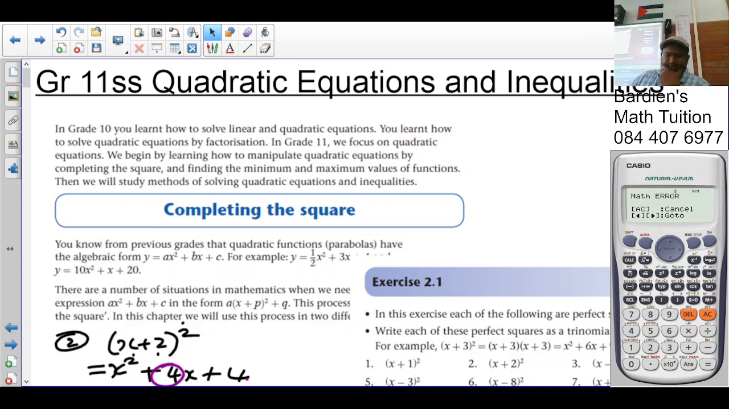Okay, good morning. So today we're looking at quadratic equations and inequalities. We're looking at the examples for exercise 2.13.